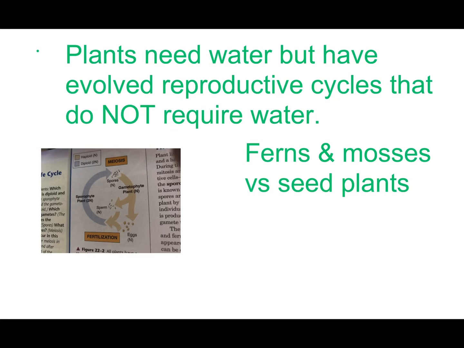One of the interesting things about plants is that all plants need water, but plants have evolved to have reproductive cycles that don't require water. Unlike the sporophytes here in this plant cycle that require water, so ferns and mosses actually require water to transport their spores, seed plants do not. So that's one interesting difference between those types of plants.